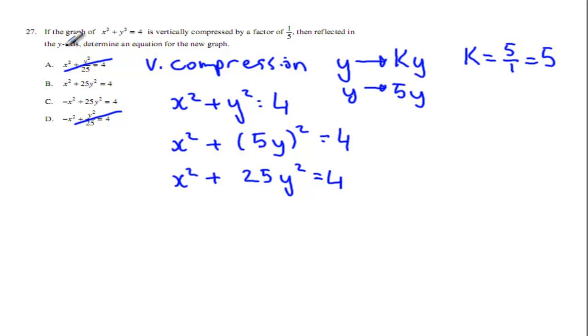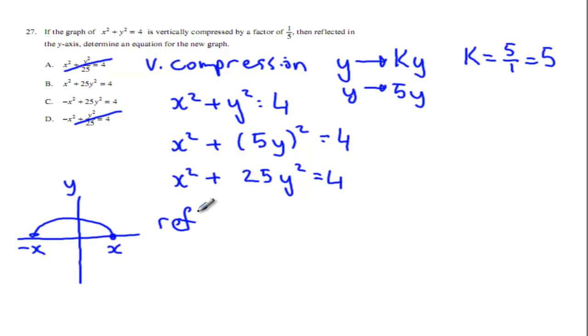Now we're going to reflect in the y-axis. Sometimes we get a little confused, so let's think about reflecting in the y-axis. Here's our y-axis. Reflecting in the y-axis means going from a point over here, for example, to over here. In order to accomplish that, we're going to have to take x and turn it into negative x. So x to negative x is our reflection. A reflection in the y-axis involves turning x into negative x.